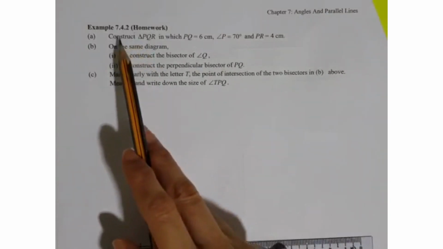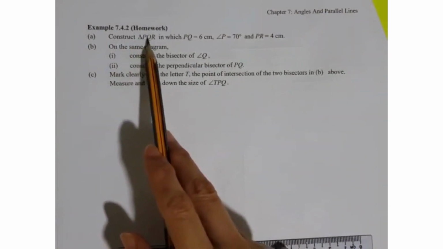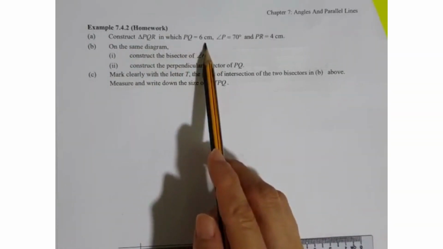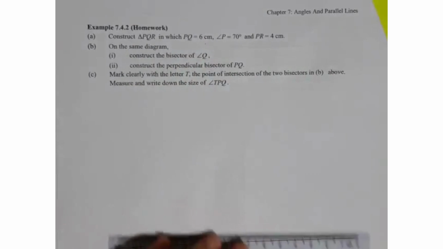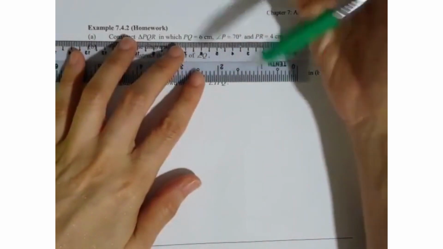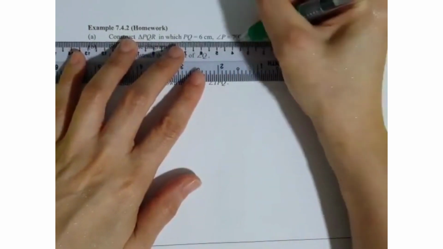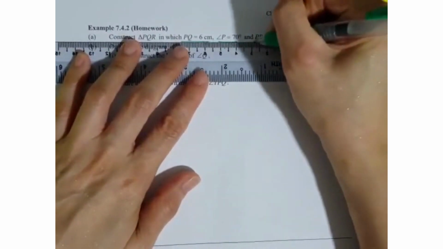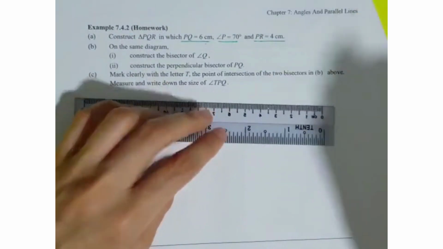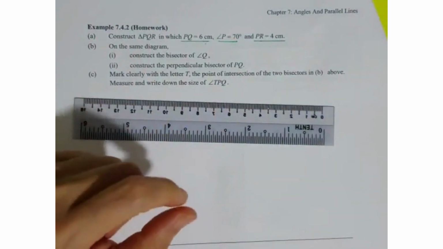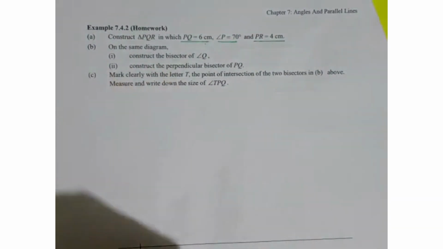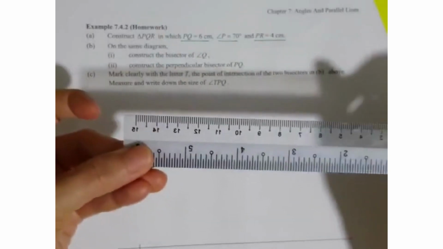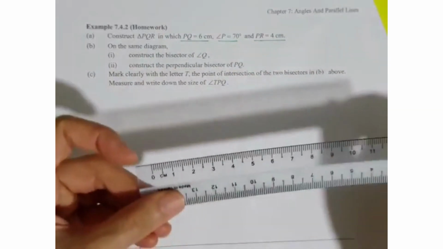Okay, question 2. Construct triangle PQR in which PQ is 6 cm, angle P is 90 degrees, and the length PR is 4 cm. Any construction question, you have to be very careful. As long as length is given, you cannot just use your ruler to measure. You have to use your compass as well.